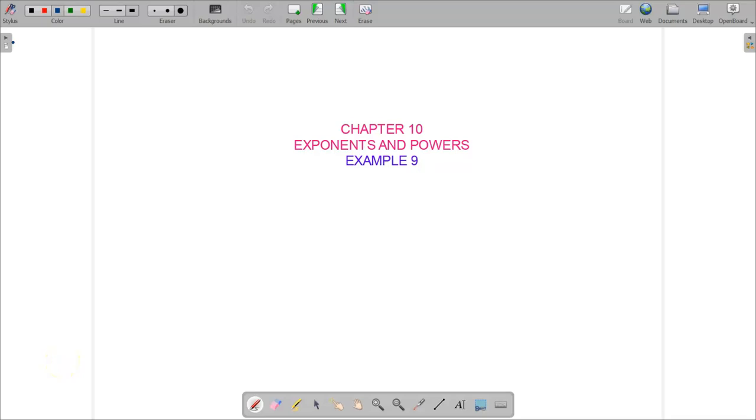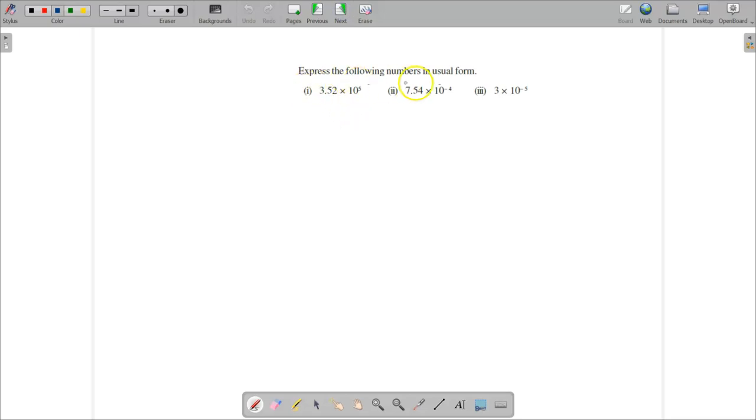Students, welcome you all to the video lecture on chapter number 10, Exponents and Powers, example 9. The question is, express the following number in usual form. That is, here the number has been expressed in powers of 10, so we need to expand and write. We need to express the number in the usual format without having the powers of 10.